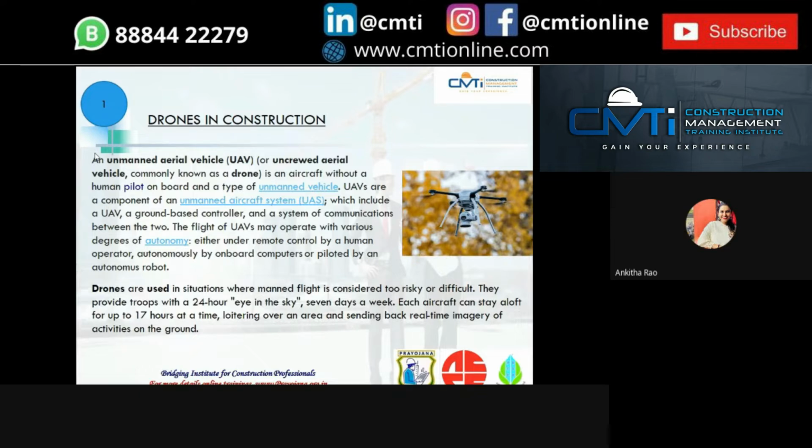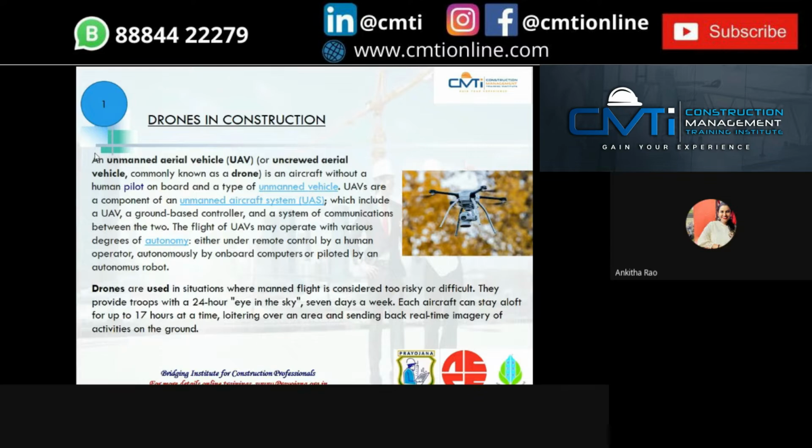So, what is a drone? Drone is the common thing which is used now for taking pictures, and it is an unmanned aerial vehicle or uncrewed aerial vehicle, commonly known as drone. Drone stands for dynamic remotely operated navigation equipment, and it is an unmanned aircraft. It is operated without a pilot on board. It is using remotes and or an autonomous robot.